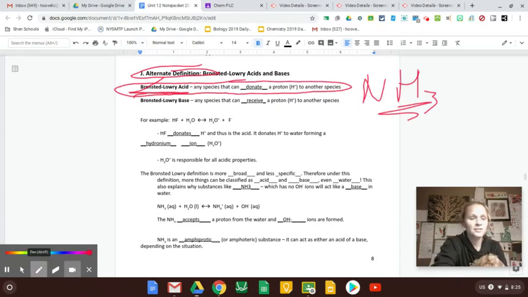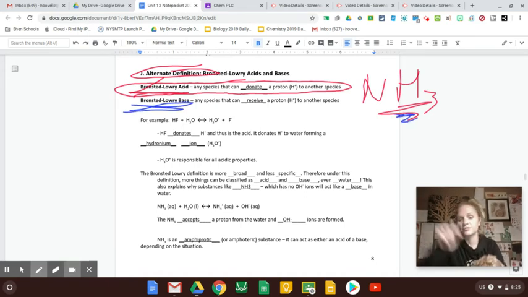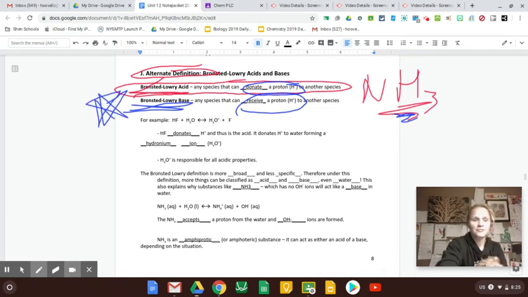What is going to be a little bit different is our base definition. The base definition says, you know what? You could be like NH3. You don't need to have an OH to donate. All you have to be able to do is act as the opposite of an acid. If acids donate H pluses, you just have to be able to receive an H plus. In that way, you're acting the opposite of an acid, and you are acting like a base.